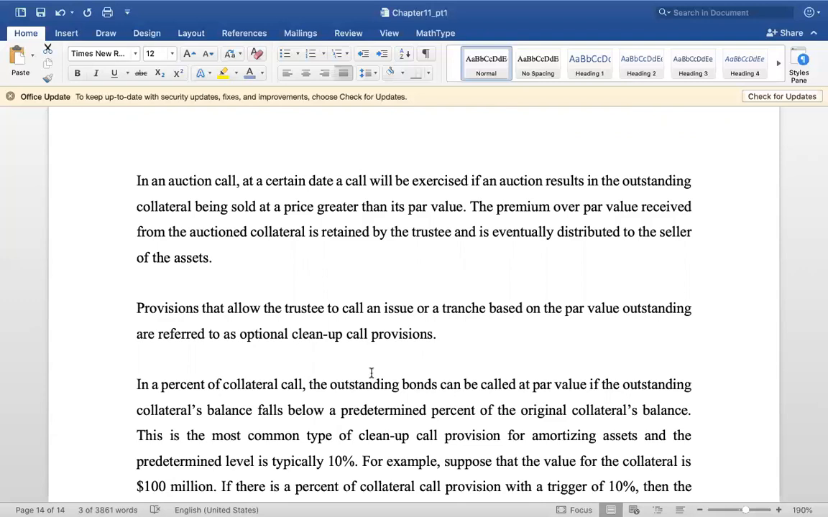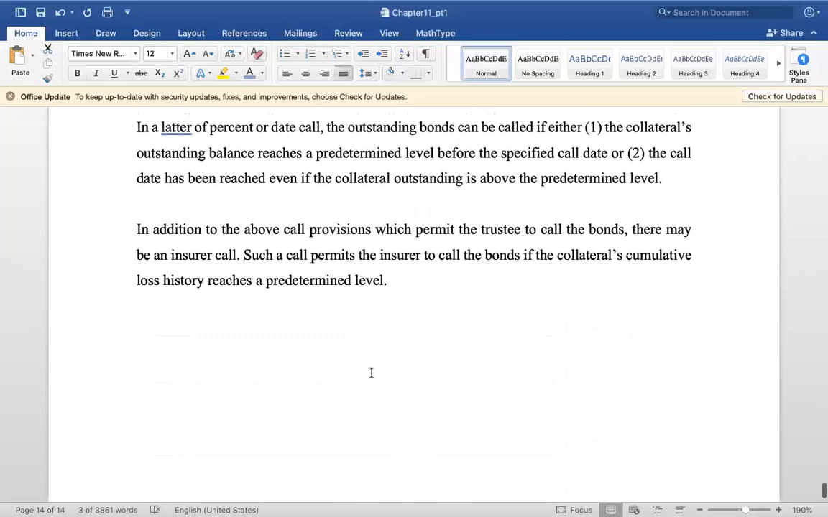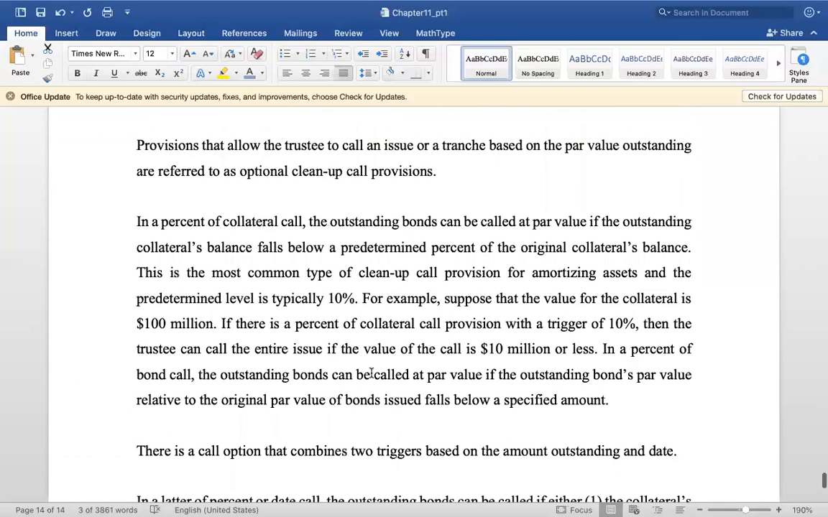Provisions that allow the trustee to call an issue or a tranche based on the par value outstanding are referred to as optional cleanup call provisions. In a percent of collateral call, which is another type of call option, the outstanding bonds can be called at par value if the outstanding collateral's balance falls below a predetermined percent of the original collateral's balance. This is the most common type of cleanup call provision for amortizing assets.